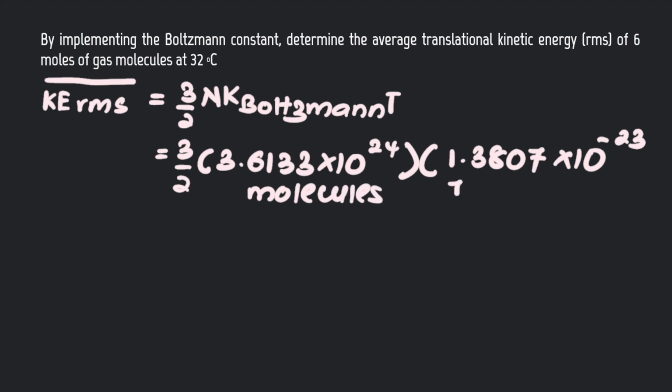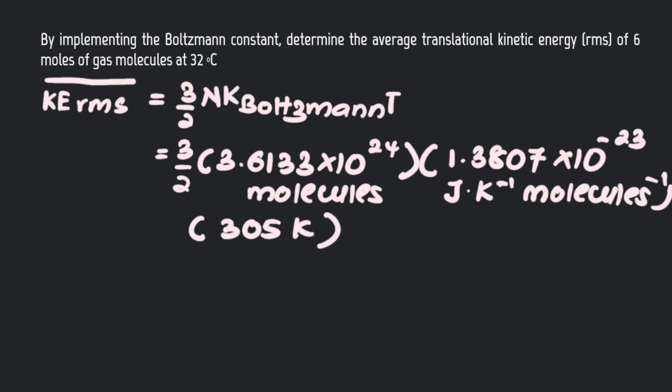So the unit will be joule per Kelvin per molecules, and then your T will be 305 Kelvin. Right. So from here, you can slash out all the units that you don't want. So this one is per Kelvin, this one is Kelvin. This one is per molecules, this is molecules. So you will end up with joule.